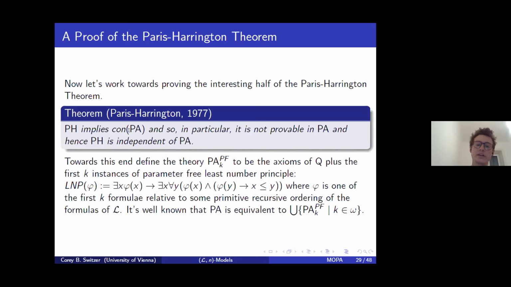Well, let's define a theory PF_k, which stands for parameter-free. What is this theory? I take the axioms of Q, and then I take the first k instances of the parameter-free least number principle relative to my favorite computable ordering of the formulas of PA. The least number principle just says that if there is an x such that P(x), then there's a least one. And it's known that if I take the union of these theories, I get PA.